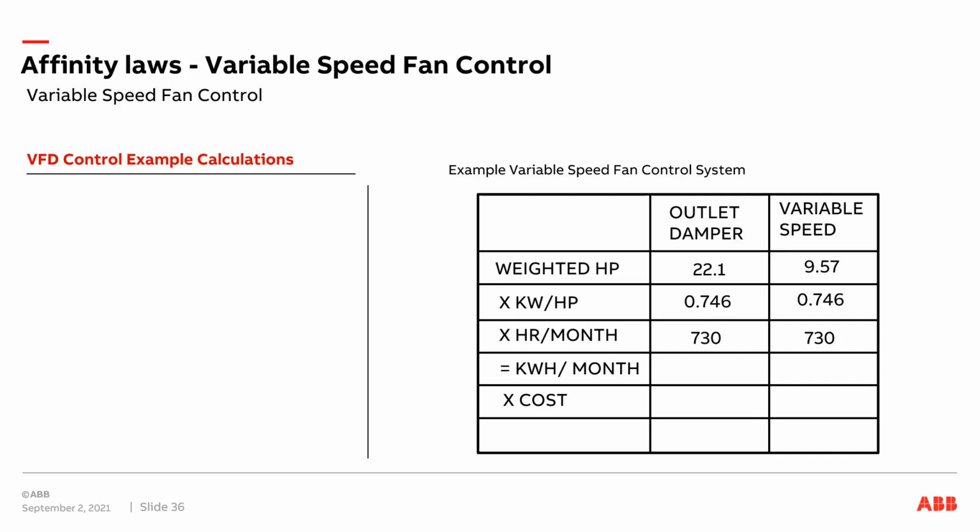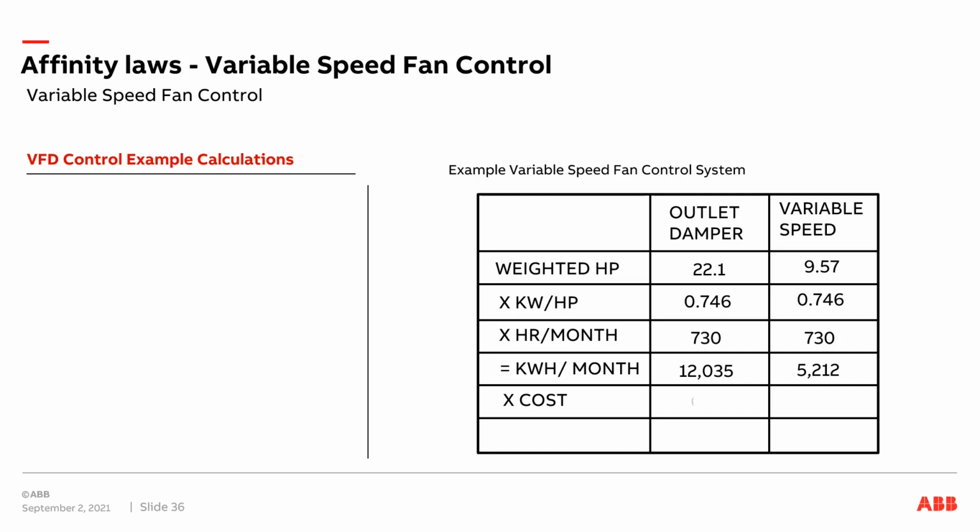That's 730 hours in a month. You multiply it all together: your horsepower times your kilowatts times your hours per month, and you'll get your kilowatt hours per month. For outlet damper control, that's 12,035 kilowatt hours per month. But for variable frequency drive control, you're down to 5,212 kilowatt hours per month.